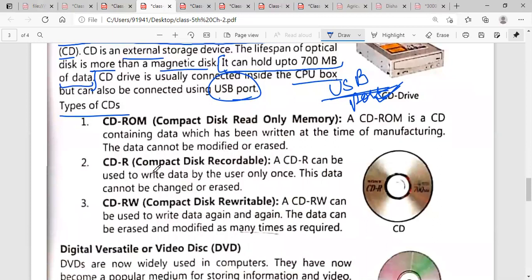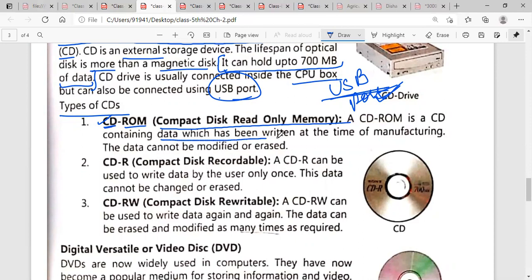Now the types of CD. The first type is CD-ROM. Underline the full form of CD-ROM: compact disc read-only memory. We already know the full form of CD and ROM. Now write just here simply: a CD-ROM is a CD containing data which has been written at the time of manufacturing. When this CD is manufactured, only at that time can you write data, and the data cannot be modified or erased. You can't erase the data on a CD. That kind of CD is called CD-ROM.